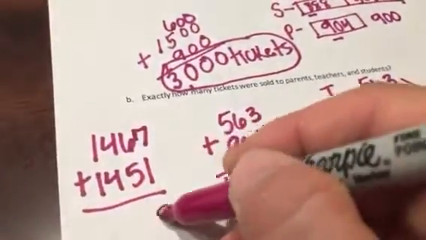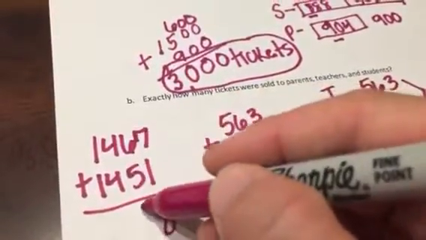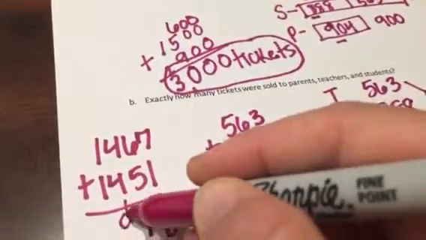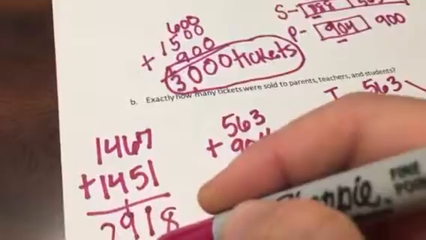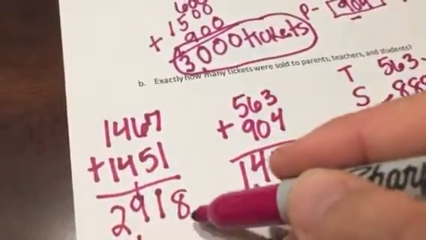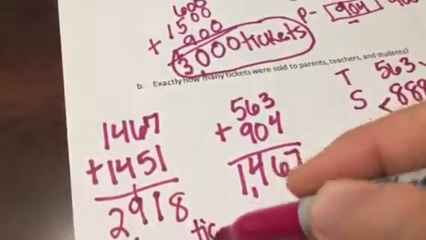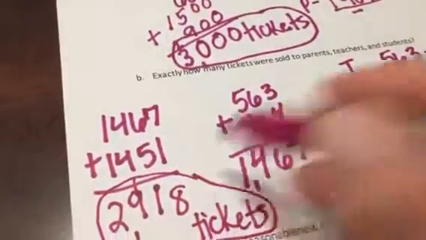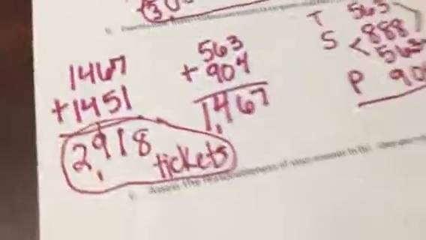7 plus 1 is 8. 6 plus 5 is 11. Got to bundle. 8, 9, 2. So exactly, they sold 2,918 tickets. Let's circle our answer. Now let's move on.